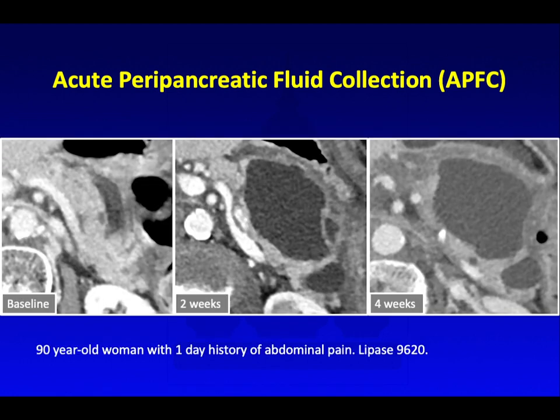So here are some examples of acute peripancreatic fluid collection. This is a patient coming in with pancreatitis. At the baseline exam, you see very ill-defined peripancreatic fluid, and as time goes on, at the 2-week mark and the 4-week mark, the fluid collection become more and more defined. But still, when you look at the internal component, it still looks very simple. There's no soft tissue component. It looks like simple fluid.